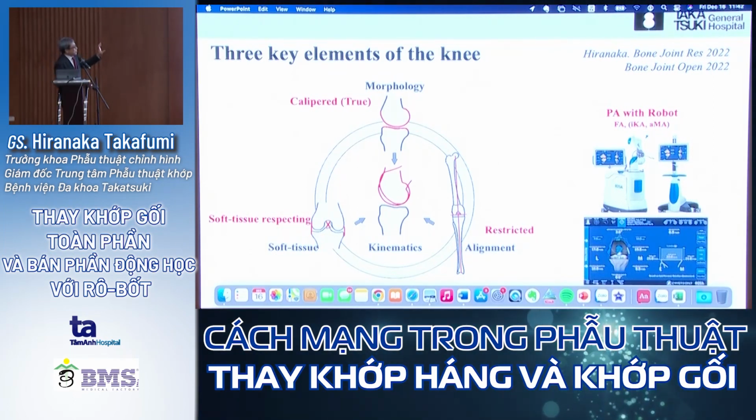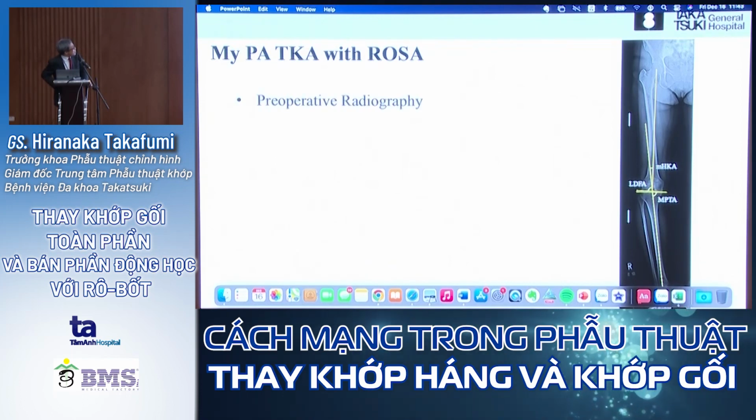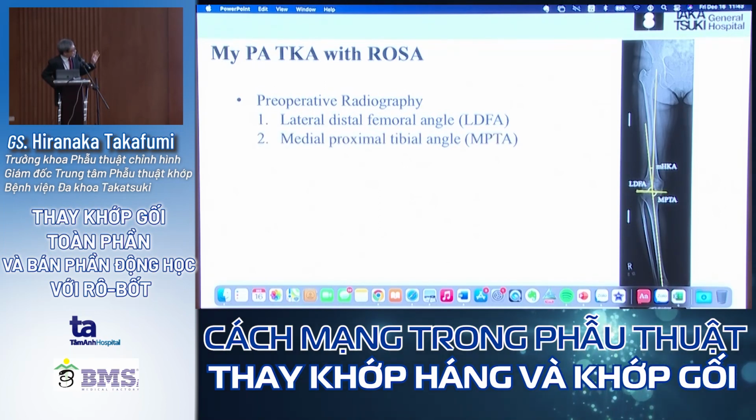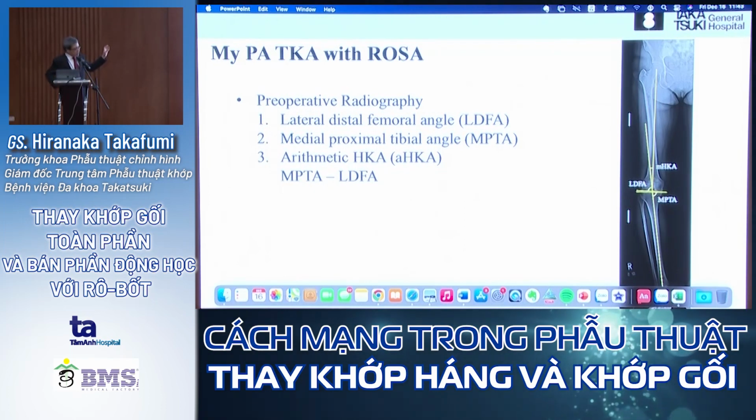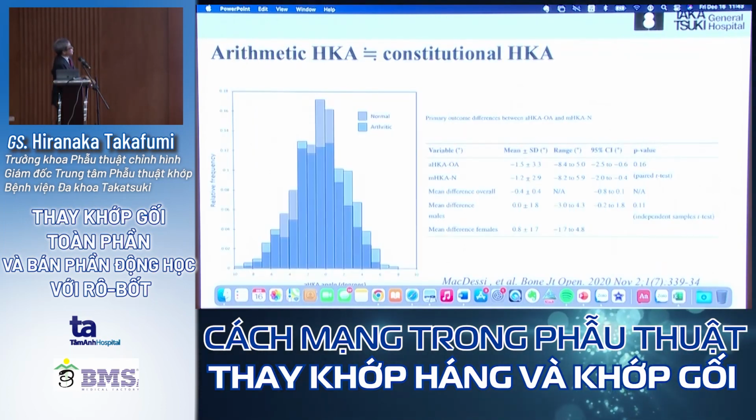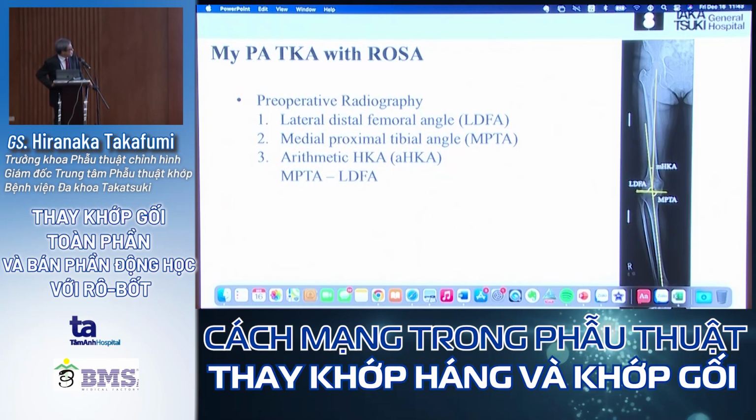And using a robot, we can manipulate all the elements at the same time. This is the so-called functional approach. So this is my approach. Preoperatively, I simply measure LDFA, MPTA, and calculate the arithmetic HKA. Arithmetic HKA implies the patient's constitutional HKA. That is the goal of the patient's postoperative leg alignment.